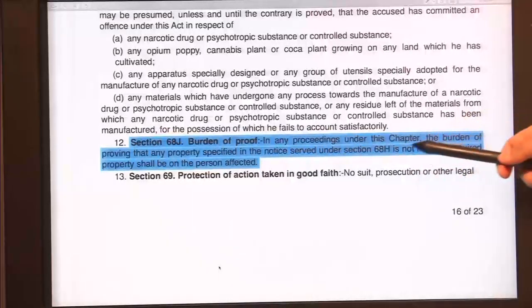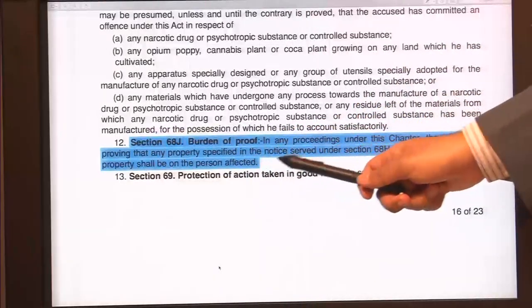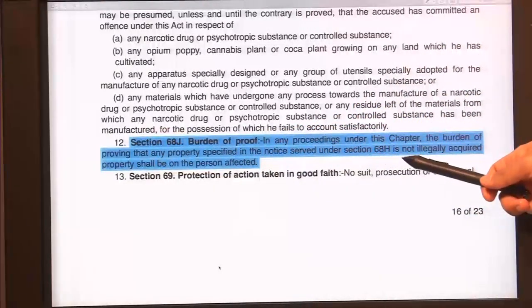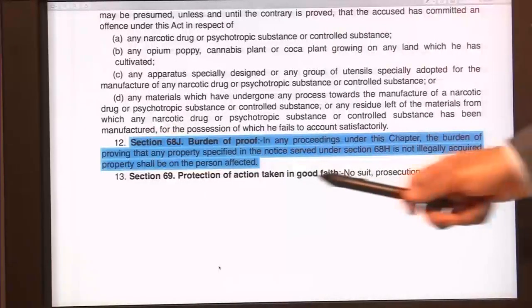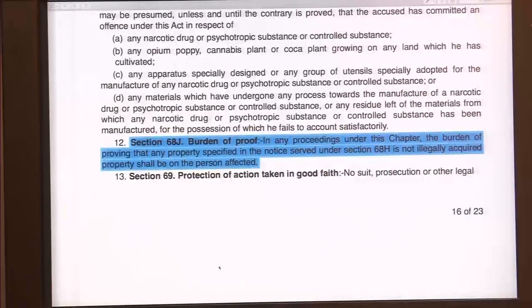In any proceedings under this chapter, the burden of proving that any property specified in the notice served under section 68H is not illegally acquired property shall be on the person affected. So, basically the burden of proof is given on the person that has been indicted under this act. So, if you are in possession of any of the drugs that are mentioned here, it is your responsibility to prove that you have acquired those drugs legally.